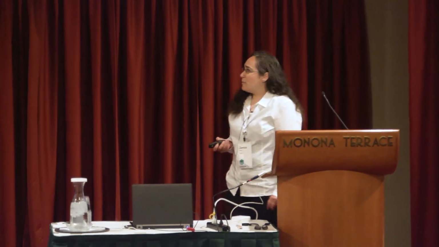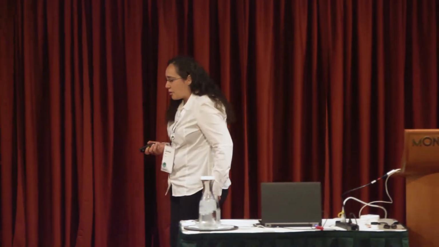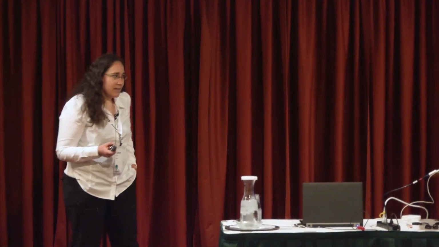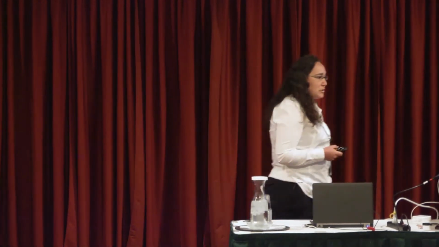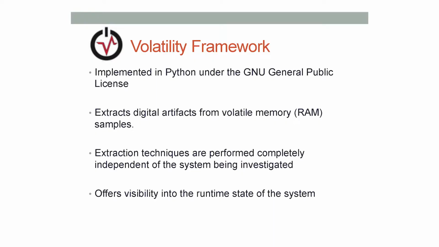So I'm going to talk a little bit about the Volatility framework because we're going to be using this in order to do the profiling, which we're going to talk about a little bit later. Volatility is written in Python. It is GPL licensed. You can download the code, you can look at it, you can see exactly how it works. What it does is it rebuilds the state of the operating system, and it allows you to query for various artifacts that are on the machine.